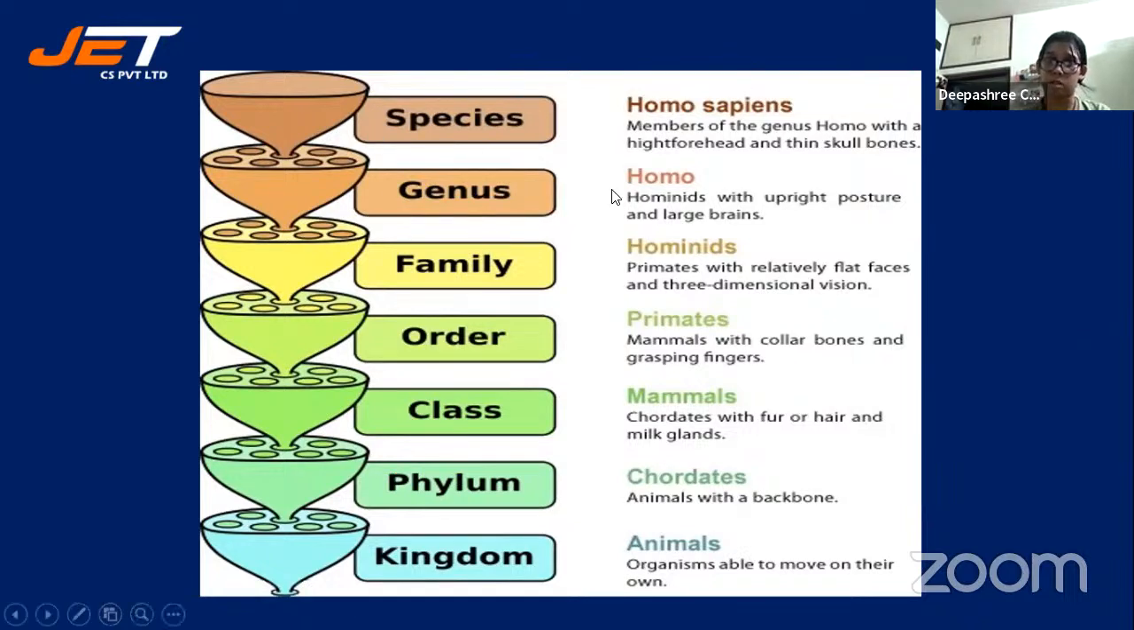See, Homo sapiens, Homo, Hominids, primates, mammals, chordates, animals. Animals means organisms moving on their own. Chordate means someone with a backbone. Mammals means with fur, hair and milk glands. Primates means someone with collarbones and grasping fingers. Hominids mean relatively flat faces and three-dimensional vision, upright posture and large brains, and Homo sapiens have a high forehead and thin skull bones.